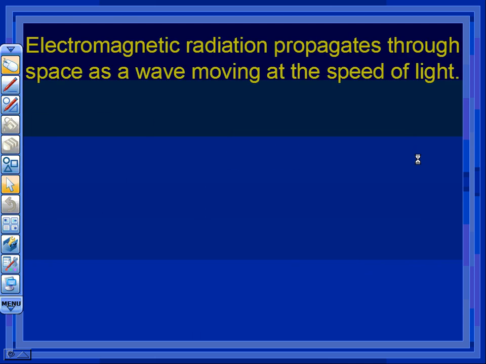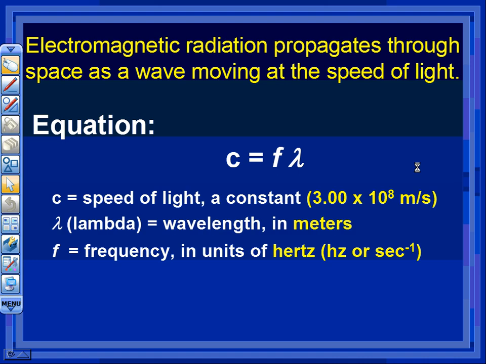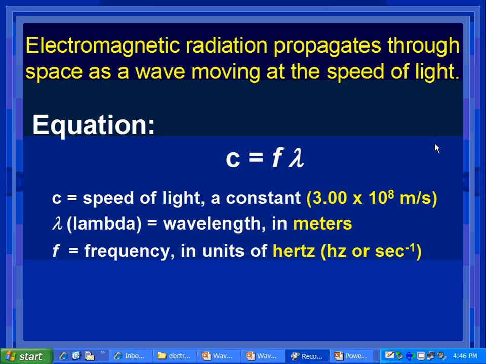Okay. Our formula that we're going to be using is c equals frequency times wavelength. The c stands for the speed of light. It is a constant, 3 times 10 to the 8th meters per second. Your f is your frequency. It's measured in hertz. And your little lambda guy here is wavelength, and it's measured in meters. And we're going to be working with this. And this works really nicely into a triangle.